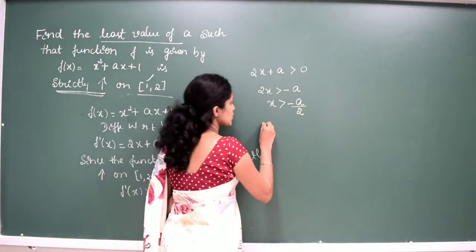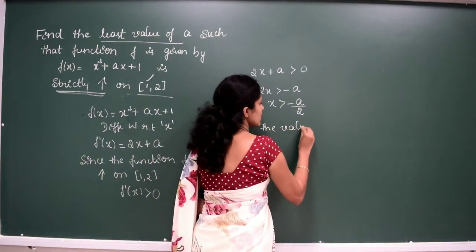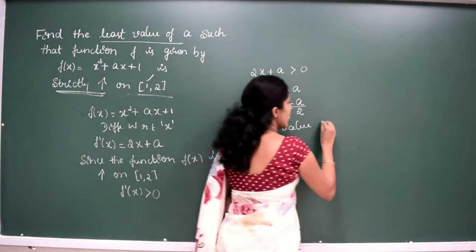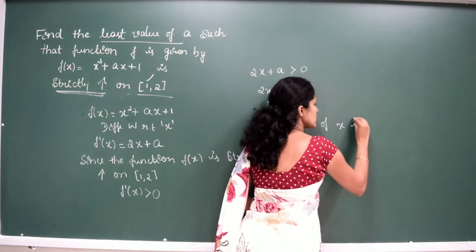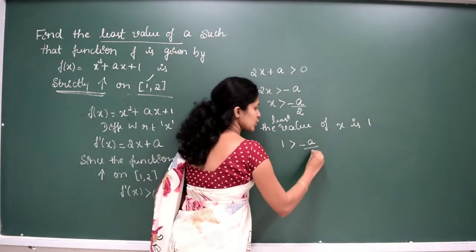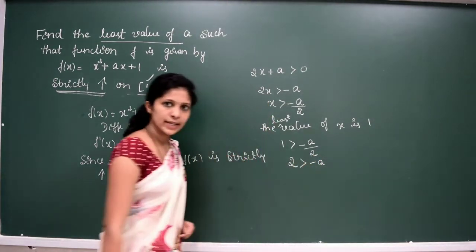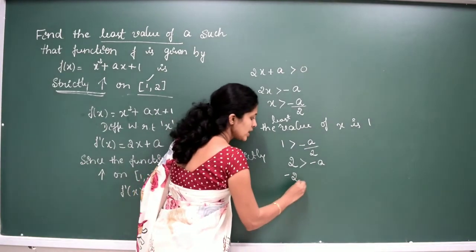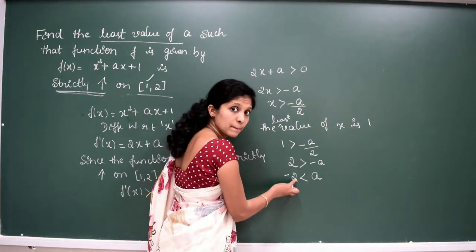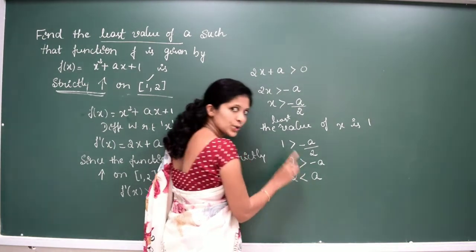We will substitute that, the least value. Okay? The least or the smallest value of x is 1. So if you substitute x as 1, this is 1 greater than minus a by 2. By this I can write minus a is greater than 2 multiplied by a negative sign. So this will be minus 2 is less than a. The value of a is greater than minus 2. So the least value of a will be minus 2 because here less than or equal to is not included.